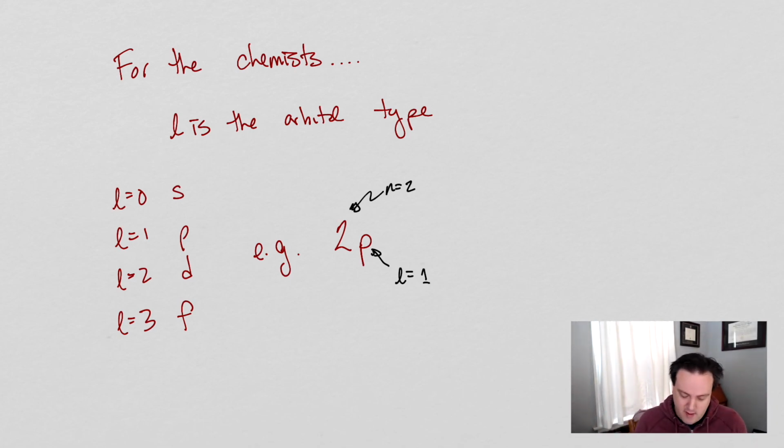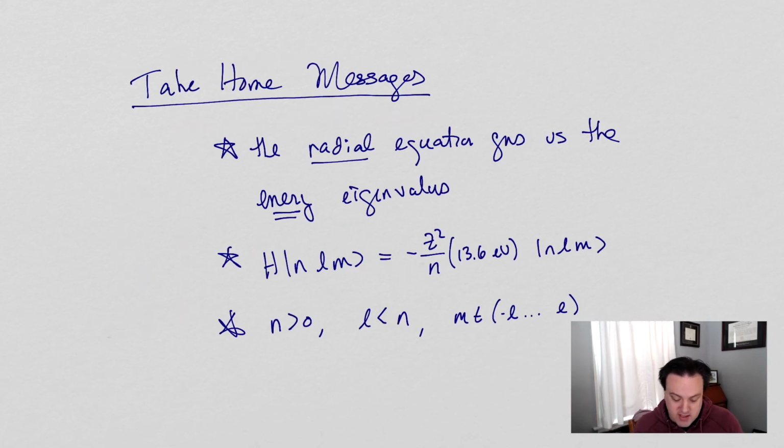So if you remember in chemistry, if you had a 2p orbital, that means n is equal to 2, p, which is l, is equal to 1, and there you get to translate between our quantum mechanics lingo and your chemistry lingo pretty straightforwardly. Anyway, okay, here are the take-home messages.